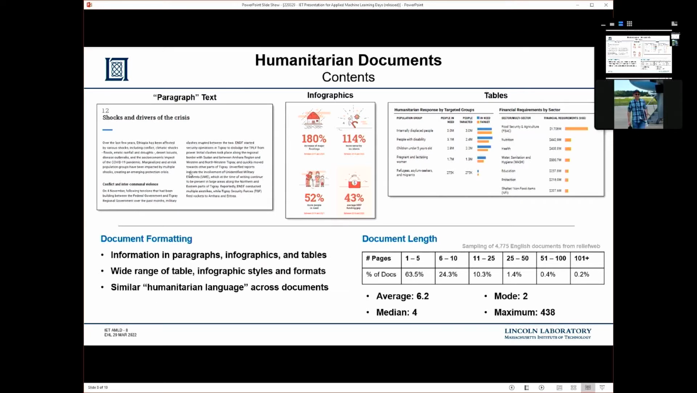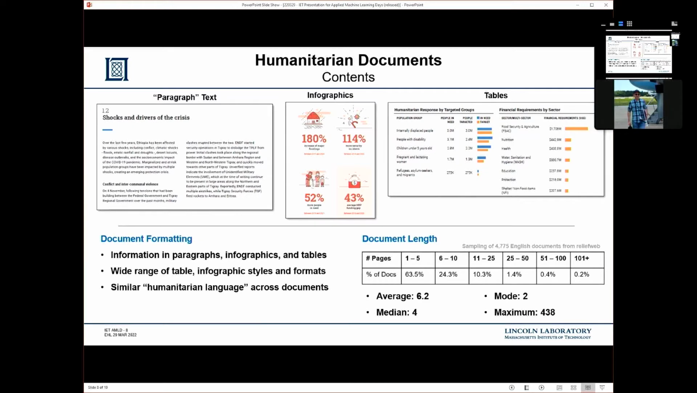You have main body paragraph level text, like over here on the top left. But information is also presented in these infographics and tables. All three of these formats are designed to be easy for humans to read, which is of course the intent of these documents. But they present a variety of different kinds of challenges for computers to read. And I'll talk a little bit about that over the next few slides too.